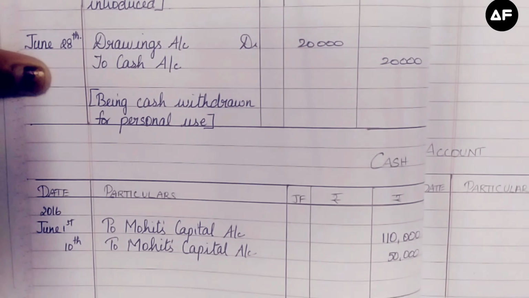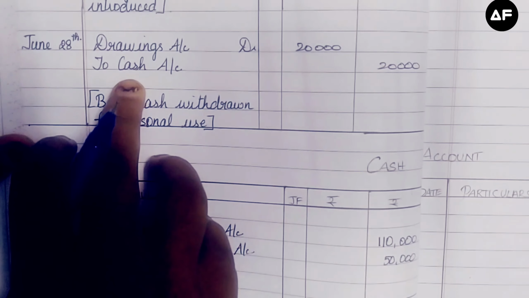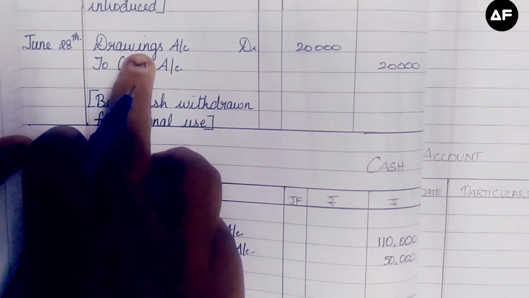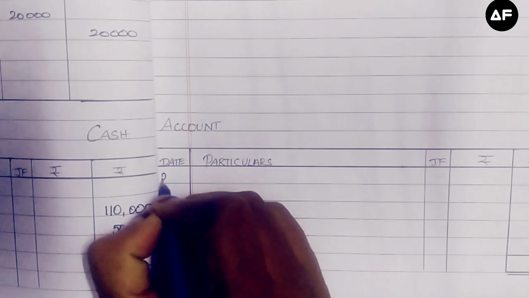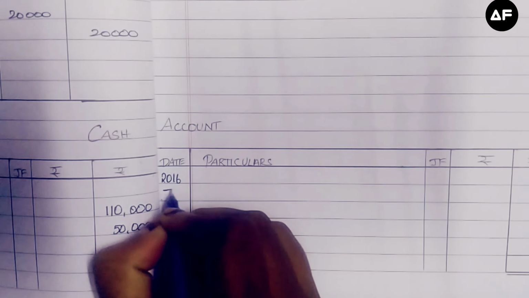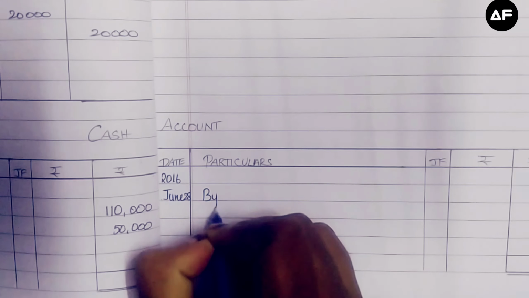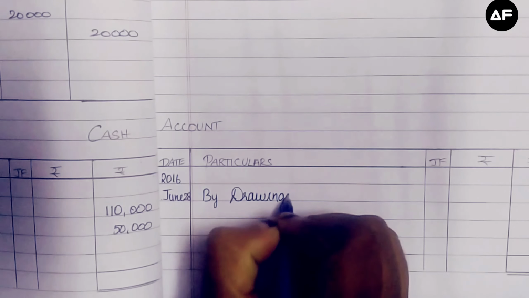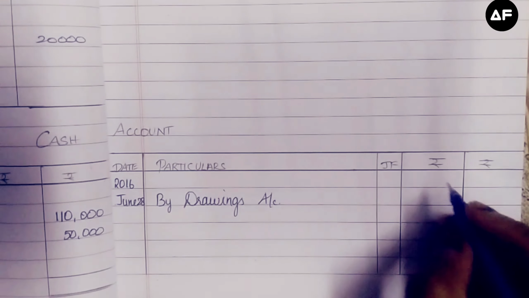Now let's move on to the last entry, on the 28th, drawings account debtor to cash. Here cash is credited, therefore we must go to the credit side of the cash account and write drawings account. So I'm going to move into the credit side of the cash account and write the date 2016 June 28, by drawings account, and the drawings amount is rupees 20,000, which is to be recorded in the outer column.